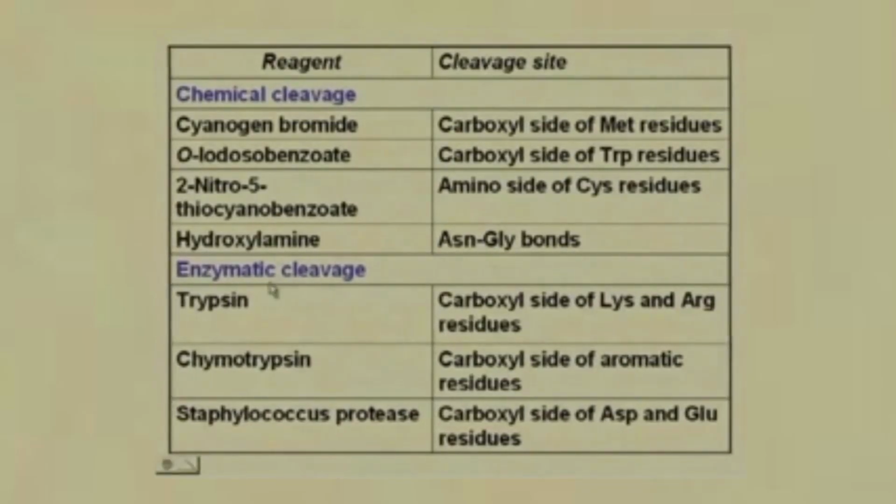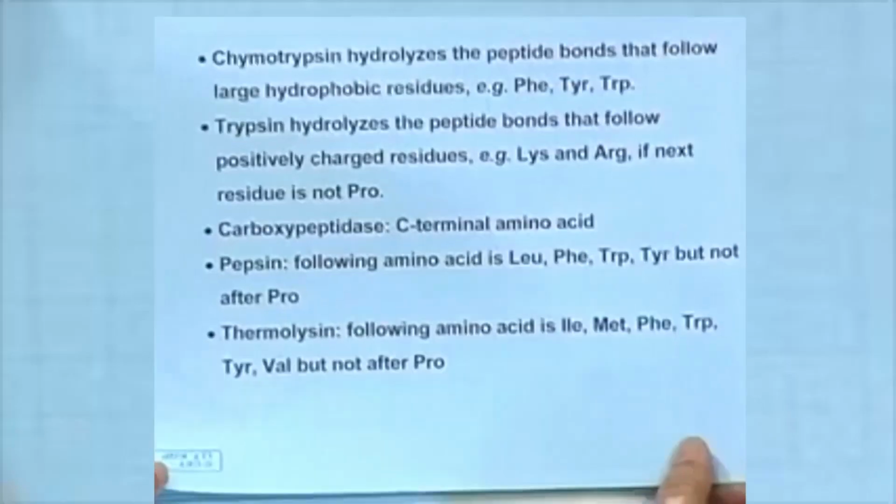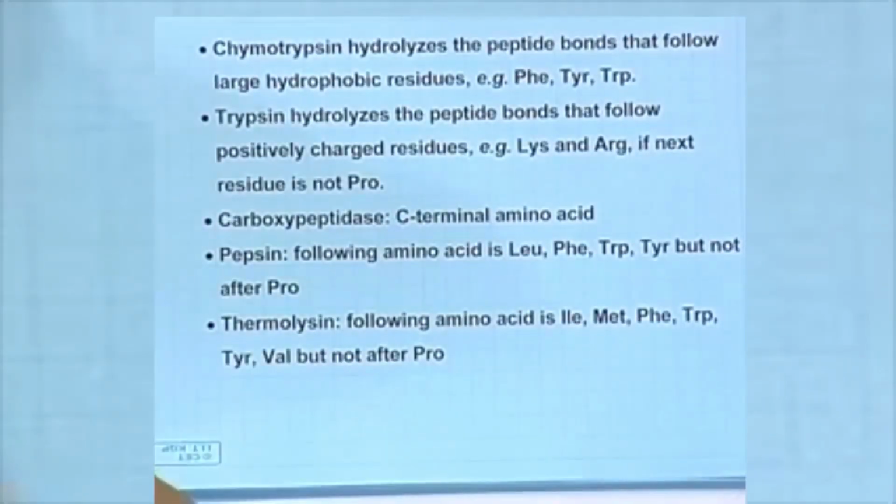I can also use enzymatic cleavage. For the enzymatic cleavage, what do we need to know? We know that trypsin will cleave on the carboxyl side of lysine and arginine. Chymotrypsin will cleave on the carboxyl side of aromatic residues. Okay? So, how can we use this information to figure out the amino acid sequences of proteins, through the utilization of chemical cleavage and enzymatic cleavage, leading us to the polypeptide chain? Okay, so this is the information we need.